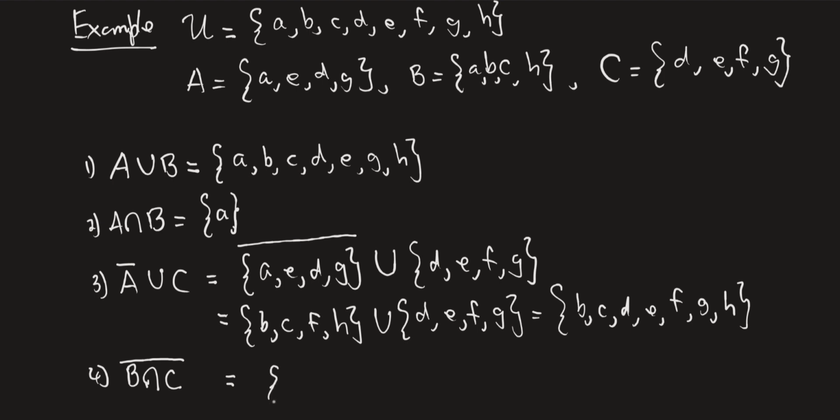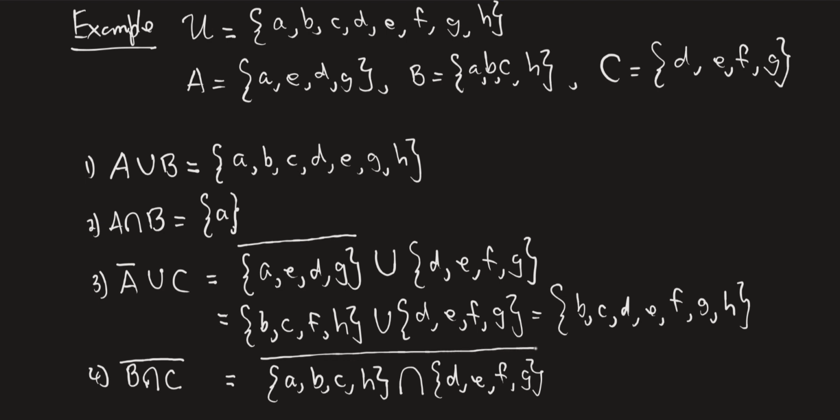So again, I'm going to write everything out in sets. So first I'm going to write B. So that's A, B, C, H. And then I have to intersect that with D, E, F, G. And then take the complement of that, right? Well, let's see what happens. Doing the intersection first, well, these two sets have nothing in common, no elements in common. So what does that mean? It results in the empty set, right?